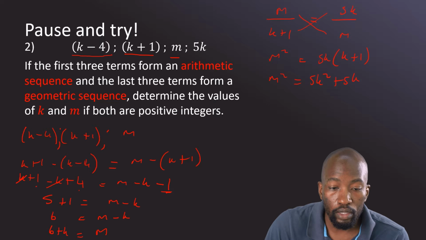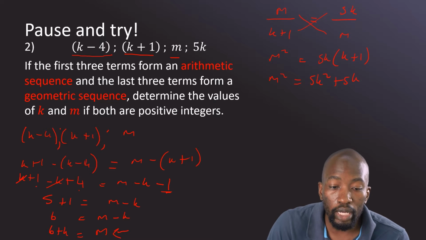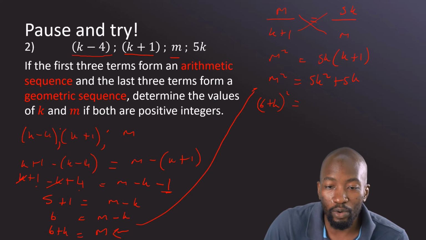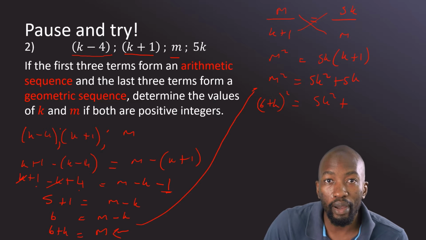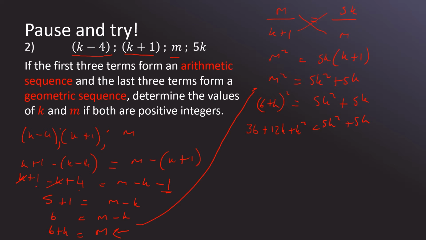Now remember, we have m here from the arithmetic. We can quickly substitute that here. So we'll say 6 plus k, but remember it was squared, is equal to 5k squared plus 5k. So this will be 36 plus 12k plus k squared is equal to 5k squared plus 5k. Then you can just bring everything to the right hand side.